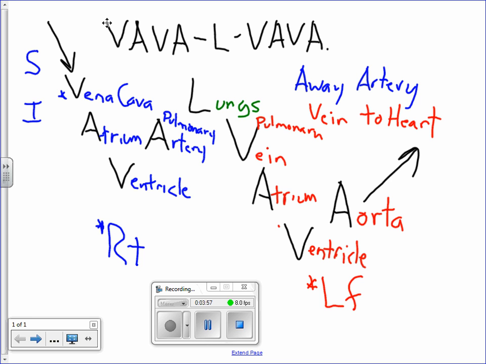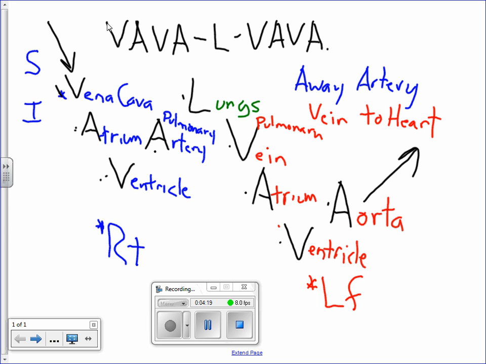Okay, so that concludes the part on VAVA L VAVA. You have ventricle, atrium, vena cava, atrium, ventricle, pulmonary artery, lungs, pulmonary vein, come back into the heart, left atrium, left ventricle, and then leave the heart aorta.